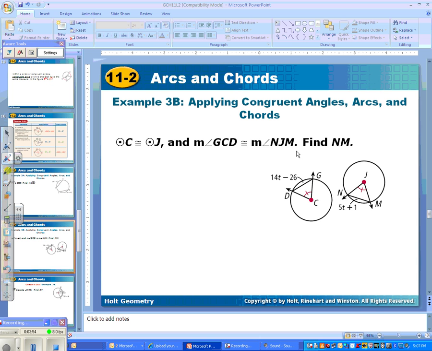All right, so for example, for this one, it tells you that these two circles are congruent. Circle C is congruent to circle J. Nice. And it says that these central angles are congruent to each other. So if they're congruent to each other, then it says find NM. So NM is a segment. Notice there's no little m, so we're not talking about degrees this time. We're talking about length. So our answer will not be in degrees.